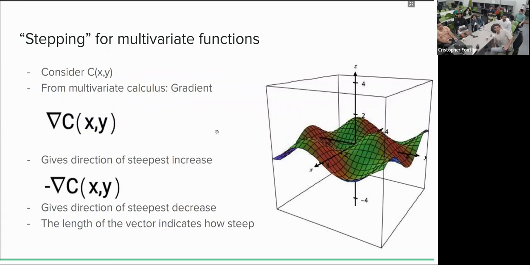So we can look at multivariate functions now. In multivariate calculus, we learn about the gradient, which is the partial derivative with respect to x, y, and z for some multivariate function. And the gradient gives us the direction of steepest increase. And what that means is that for this little diagram that we have here, if we calculate the gradient at this point, then it's going to tell us to go this way because it's the direction of the greatest increase. So we know which direction we need to go up the fastest. So we can just go the negative of that direction and go towards the lowest point.